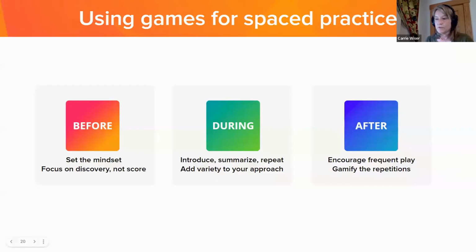All right, so some quick tips for using games. When we're talking about using games for space practice, we're talking about before the training, setting the mindset. Here, you really want them to be focused on discovery and not their score. This isn't the time to be getting everything right. Right? It's the time to get introduced to things. It's the time to understand why they're here.